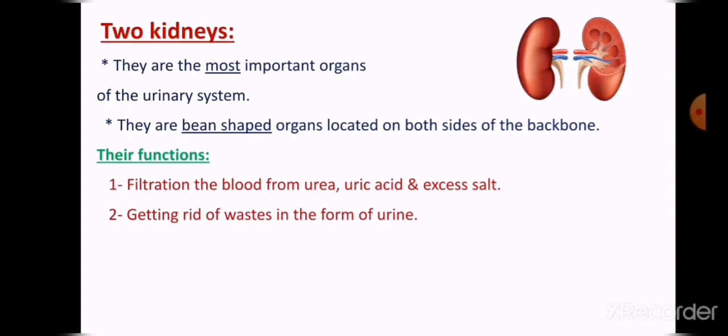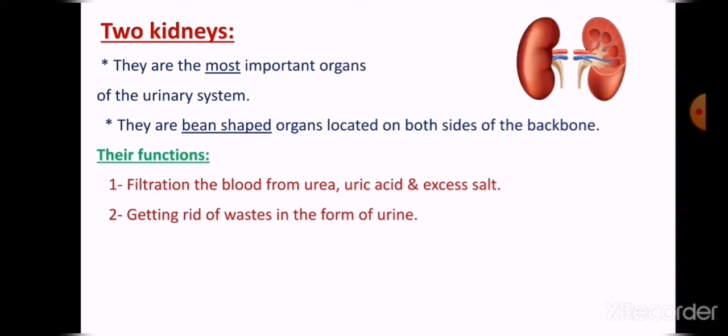Let's start to explain the main organs inside the urinary system. The main organs are the two kidneys. They are the most important organs of the urinary system because they make the filtration process.